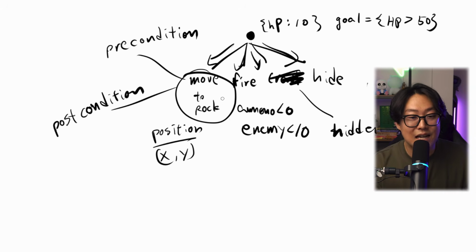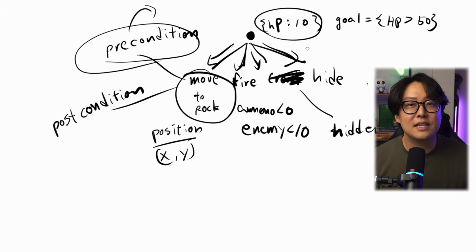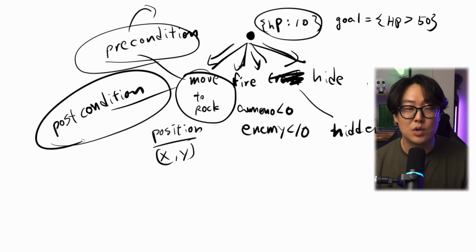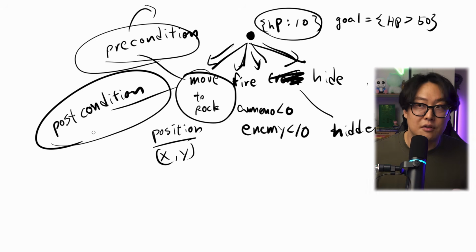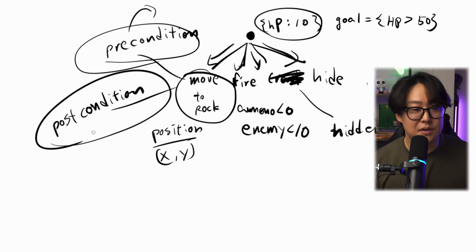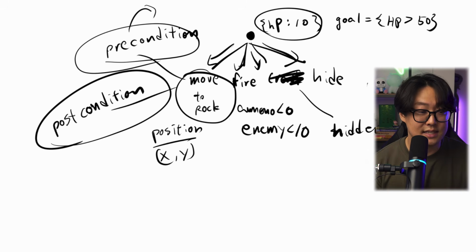Move to the rock is not available if there is no rock in the vicinity, right? Firing a gun is not a possible action if there's no target to fire at. I guess it really depends on the game. I guess you can fire in the air, but that's beside the point. So you are reducing the number of actions that you are looking through with this precondition. And then after the action has been executed, the state changes. So we have a postcondition. So we can pre-calculate that and say, hey, if you do this action, this will become the state of it. And can you see what happens next?